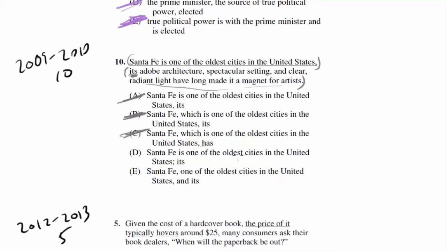"Santa Fe is one of the oldest cities in the United States. Its adobe architecture, spectacular setting, and clear radiant light have long made it a magnet for artists." Yep, so this connects the two sentences with a semicolon, which is a good way to fix the error. So it's used properly, so D looks good.